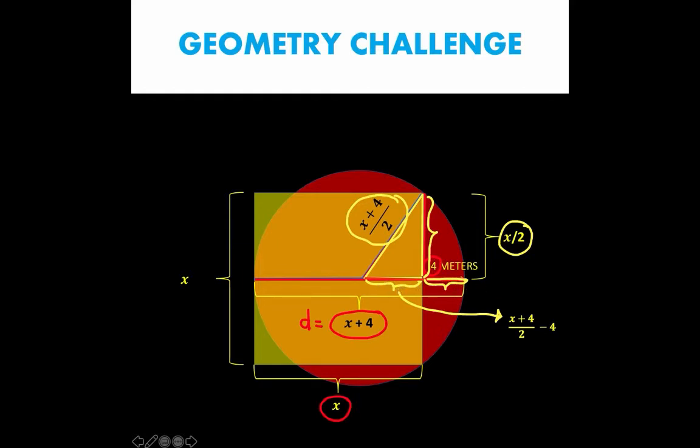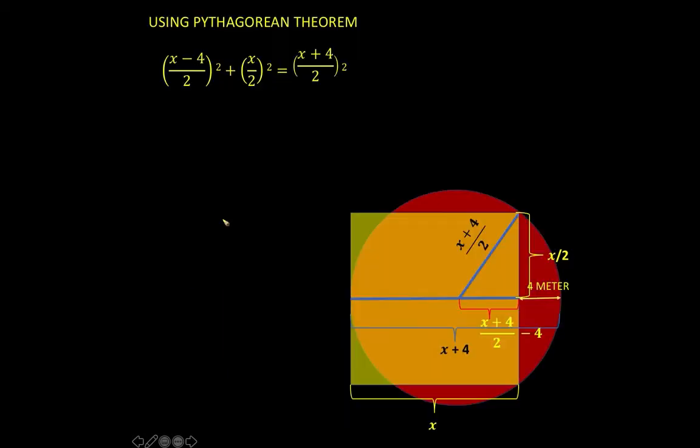So at this point, we now know that the length of this side of the triangle is (x plus 4) over 2 minus 4, this length of the side is x over 2, and the hypotenuse is (x plus 4) over 2. So by knowing now the three sides of this right triangle, we'll be able to compute for the value of x. Now, since we know the length of the three sides of this right triangle, we can use the Pythagorean theorem: a squared plus b squared equals c squared.